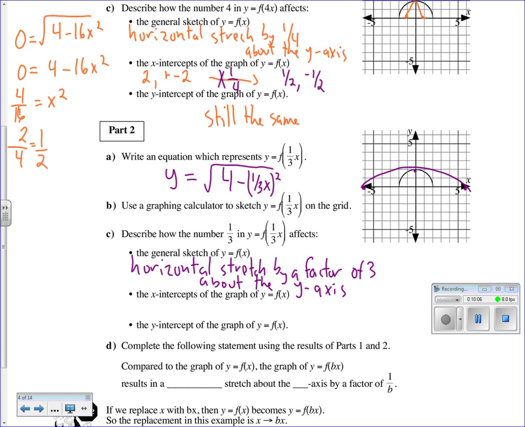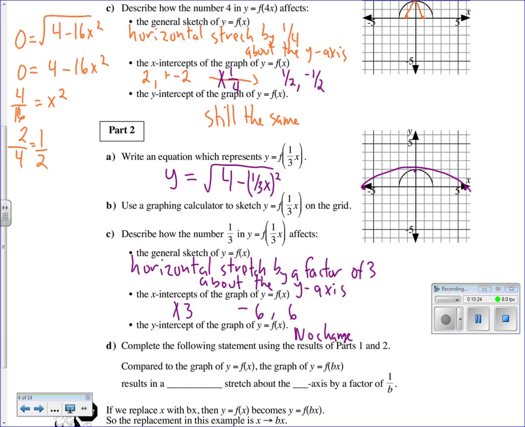So the x-intercepts have changed. They've increased by 3. I'm now at -6 and 6 for my x-intercepts. The y-intercepts have remained unchanged. There's no change on my y-intercept.